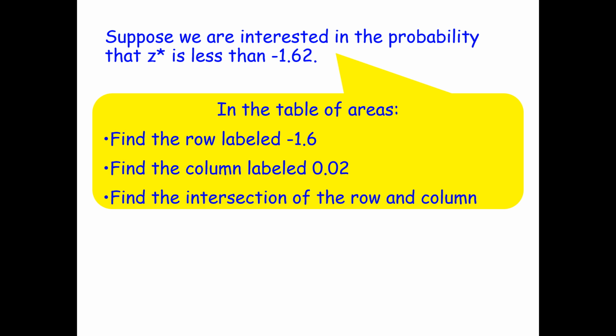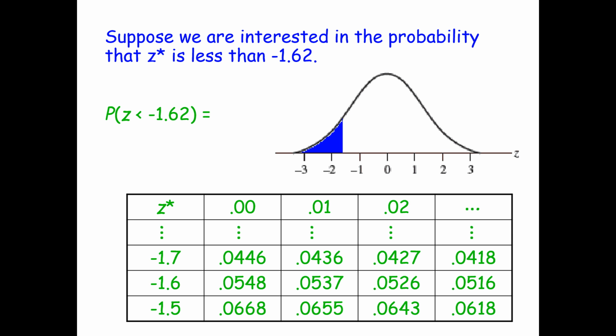Now, in the table of areas, you want to find the row that's labeled negative 1.6 and the column that's labeled 0.02. Then we're going to find the intersection of that row and column, and it will tell us our solution. So again, here we have our table. So we want to find the row that is negative 1.6 and the column of 0.02. Doing that gives us an answer of 0.0526. This represents that probability and that area under the curve.